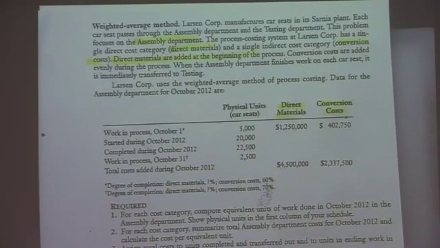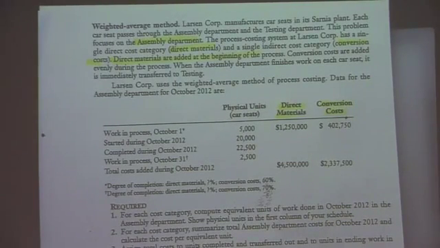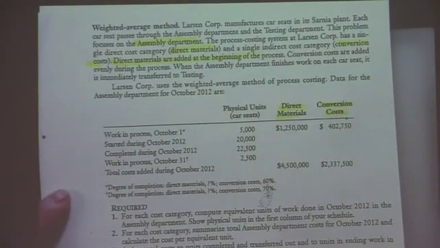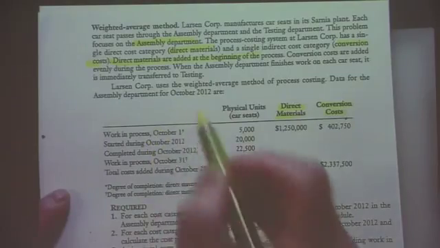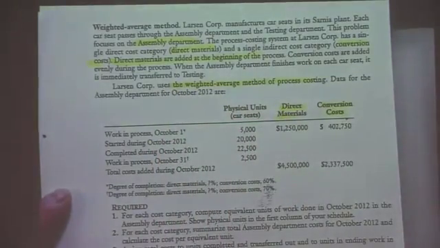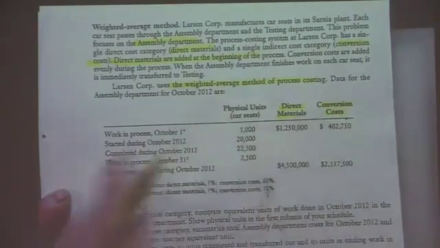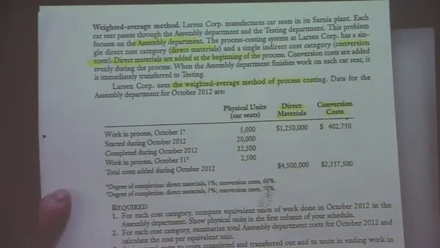So I want you to imagine these car seats are being assembled, and then once they go through that work in progress from the assembly department, it's going to get transferred to the testing department, where they too will have their own work in progress T account. So this is only focusing really on the assembly department. Larson uses the weighted average, so in this question, it's the weighted average method of process costing. And these are the data for 2012. So let's take a look at the data.